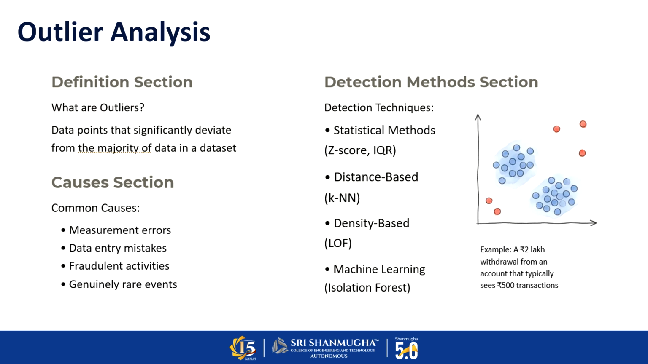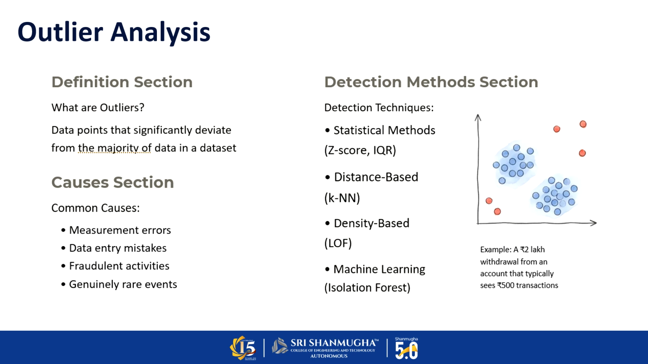Okay. So the process of identifying these unusual data points is outlier analysis. We can also name it anomaly detection. The common causes? Measurement error, data entry mistakes, then genuinely rare events. A rare event means a student scores 100 out of 100 when the class average is 60. This is a real outlier, not an error.